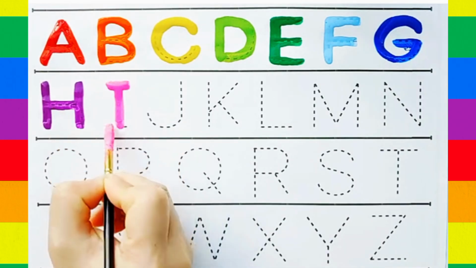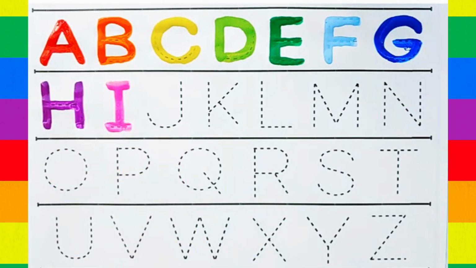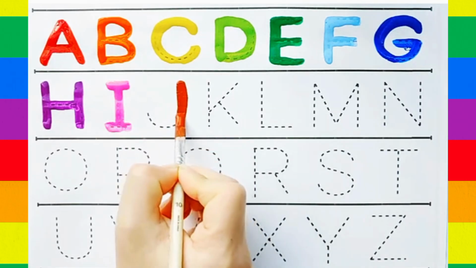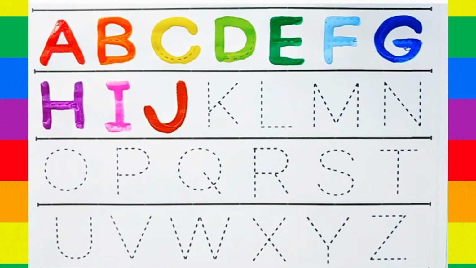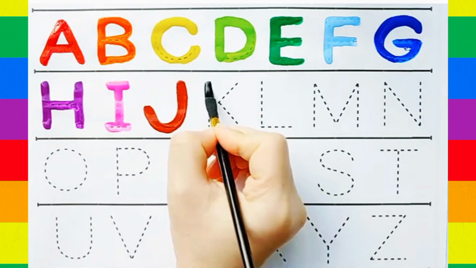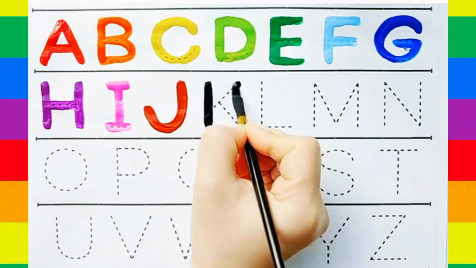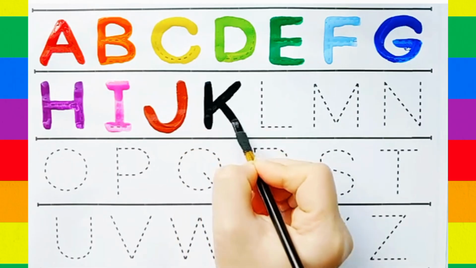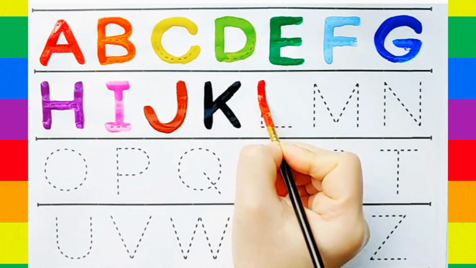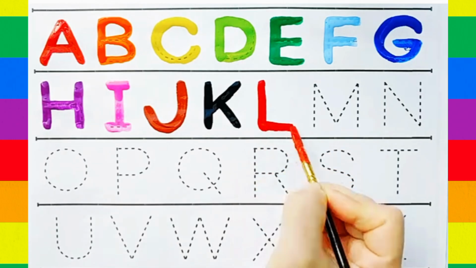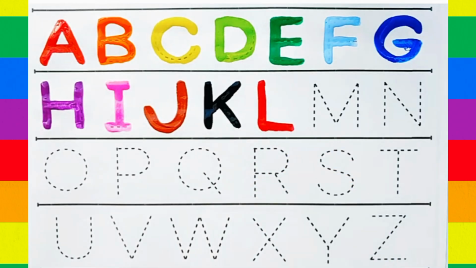I for ice cream, I for iguana. J for juice, J for joker. K for kangaroo, K for kite. L for lion, L for lemon.